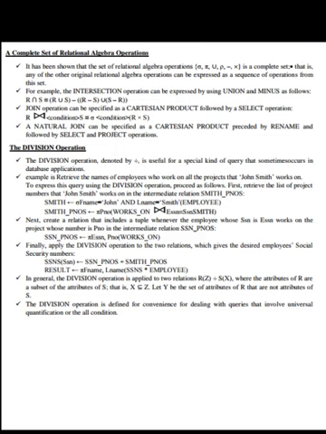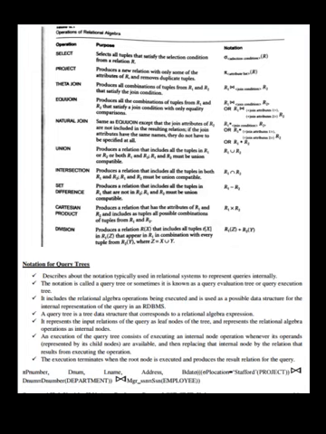See the operations here. Notation for query trees describes the notation typically used in relational systems to represent queries internally. The notation is called a query tree, or sometimes a query evaluation tree or query execution tree. It includes the relational algebra operations being executed and is used as a possible data structure for the internal representation of the query in an RDBMS.